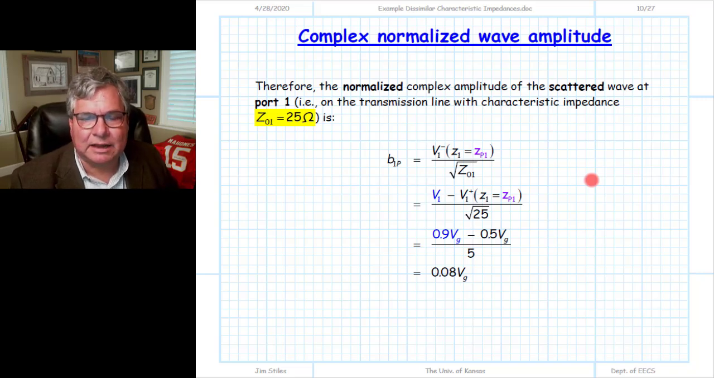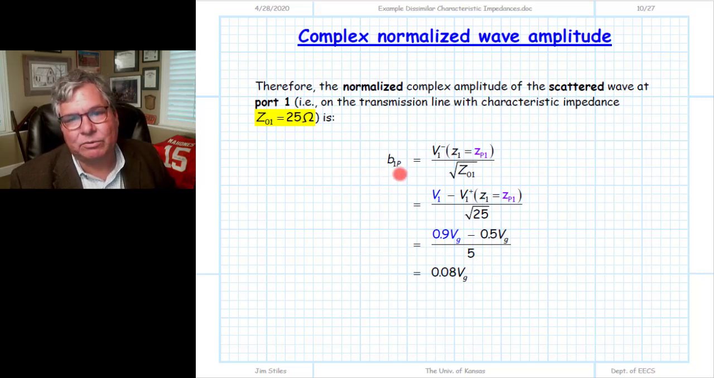We'll now go and find the normalized wave amplitudes so we can determine the scattering parameters. So first let's look at the normalized wave amplitude of the scattered wave at port 1. Of course, that notation is B for a scattered wave and 1P for the complex value at port 1. What is the normalized wave amplitude? Well, it's simply the minus wave voltage when evaluated at that port plane, divided by the square root of the characteristic impedance of the transmission line connected to that port plane. Notice that's Z01. That's not the transmission line inside the device itself. It's the transmission line external to the device, the one that's connected directly to the port 1 plane, and that value, of course, is 25 ohms.